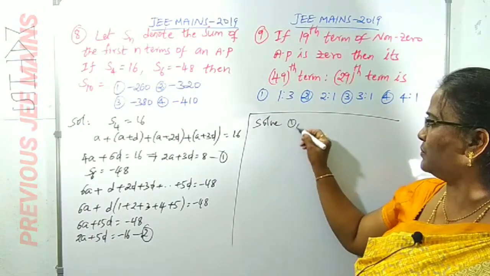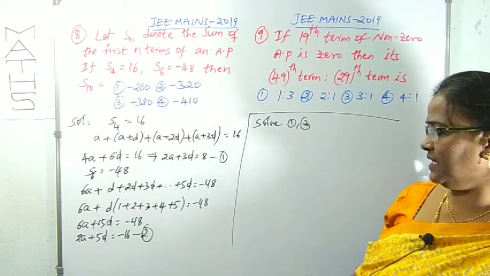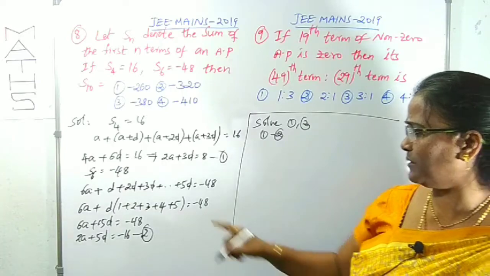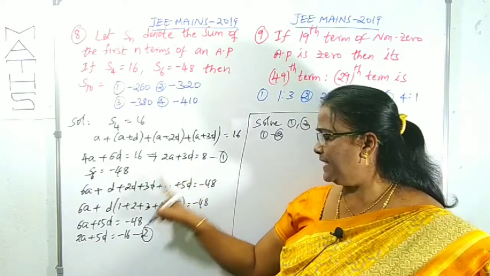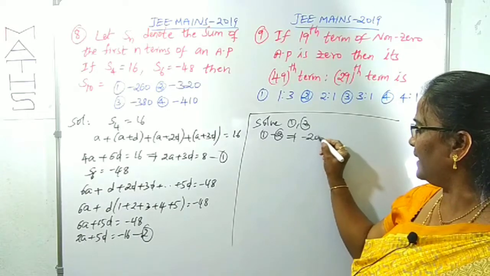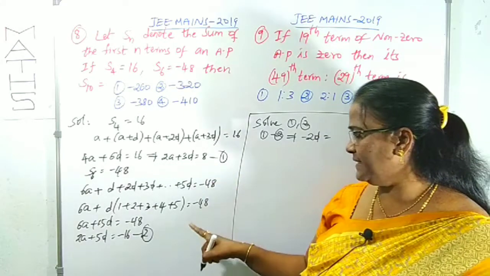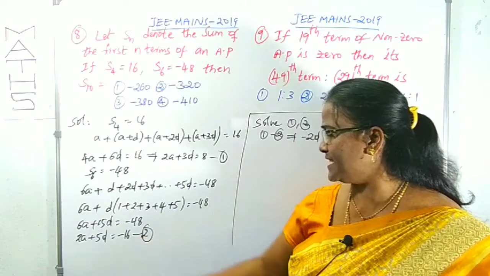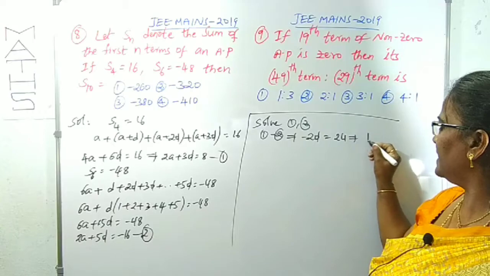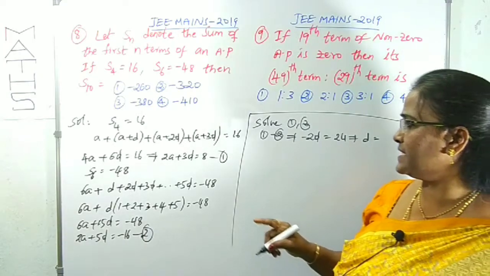Solve 1, 2. Okay, I will take the subtraction. Better, 1 minus 2. Take the 1 minus 2. What happened? 2a cancels. 3d minus 5d is minus 2d, right? Then the right side: 8 plus 16 is 24, right?